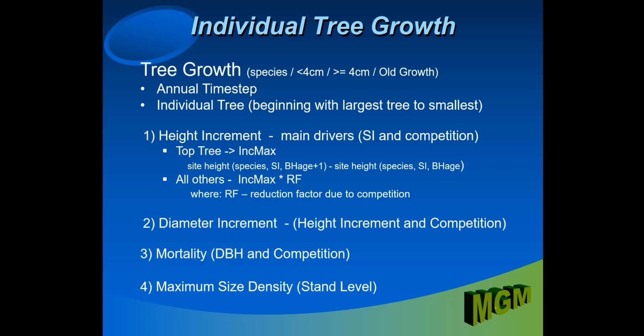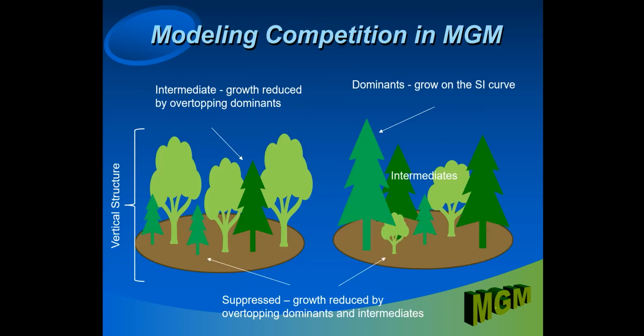So we use the maximum size density equation to limit the maximum density at any given time for the stand. Now, I'm going to spend some time here on this modeling competition in MGM. And this is kind of the basis part. Like the site index and the growth is pretty straightforward. But how does MGM actually grow trees, and how does it decide what the right increment is for every tree?